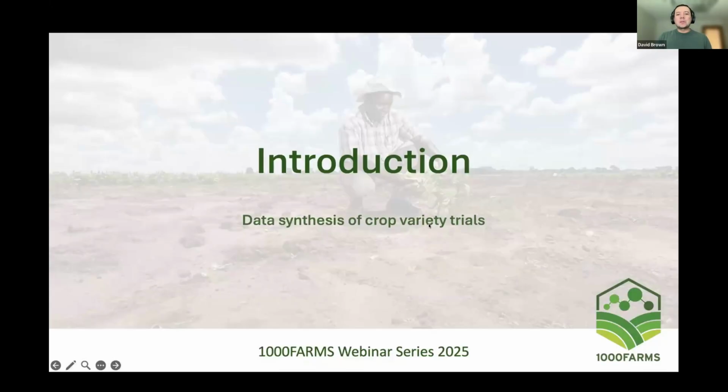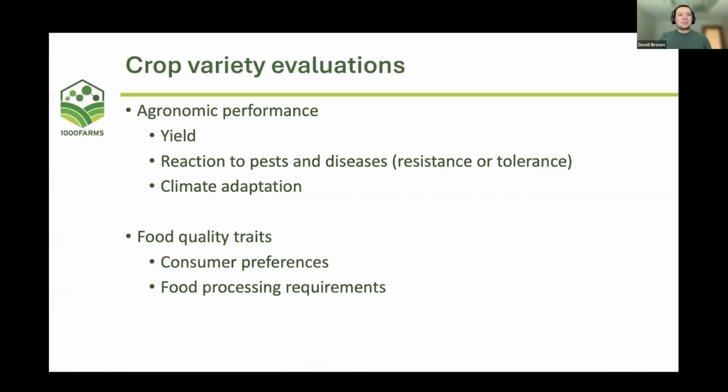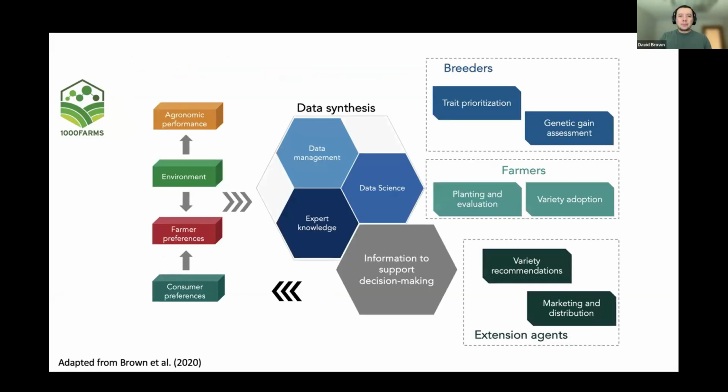Okay, so I will start with a brief introduction about data synthesis of crop variety trials. Crop varieties are evaluated for different reasons and in different ways, mainly for yield, but also for reaction to pests and diseases and climate adaptation, for example whether the varieties are drought tolerant or can tolerate high temperatures, and also for food quality traits.